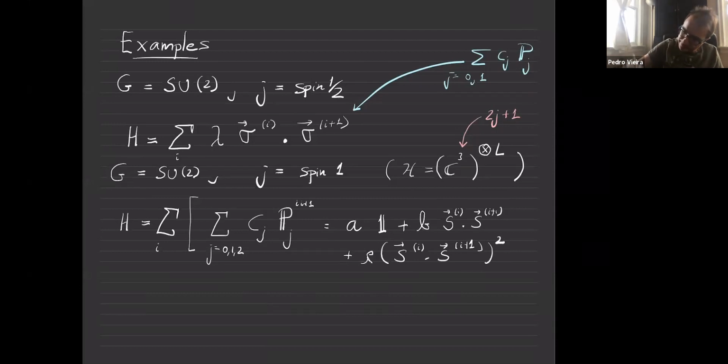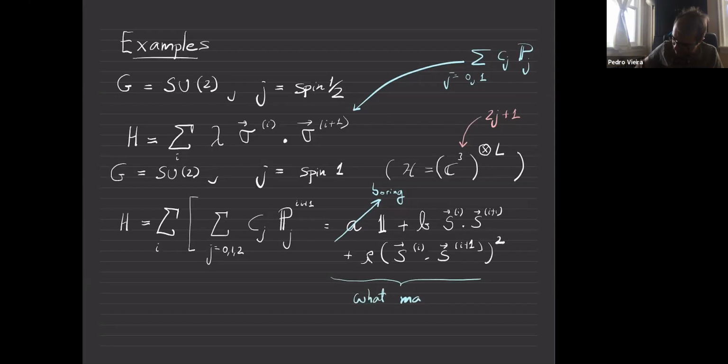And so this guy is boring. I don't care about the constant shift of the Hamiltonian. Overall normalization is boring. So here, what matters is C over B. Different Hamiltonians have different C over B. The overall constant is not important. That's just rescaling all energies by the same amount. But what does matter is the ratio between these two couplings, and this will give me a different spin chain.